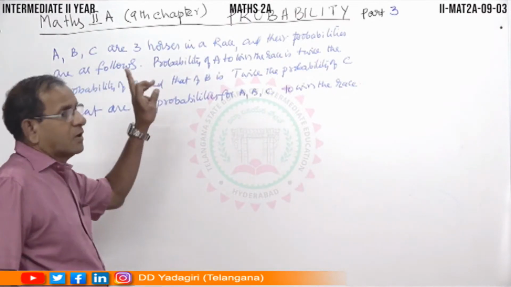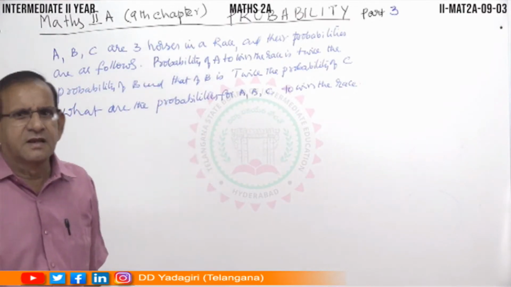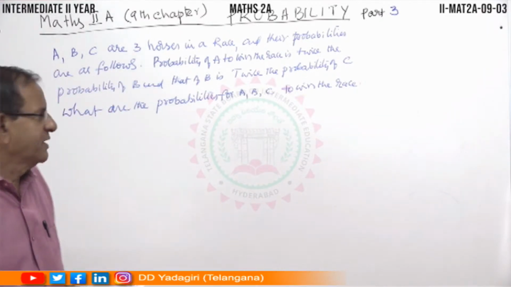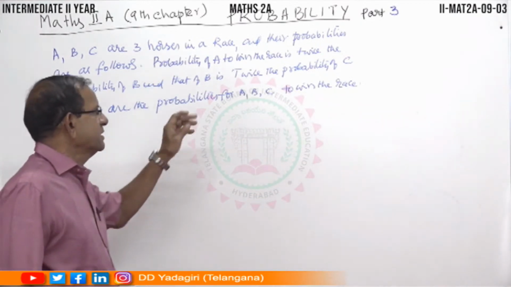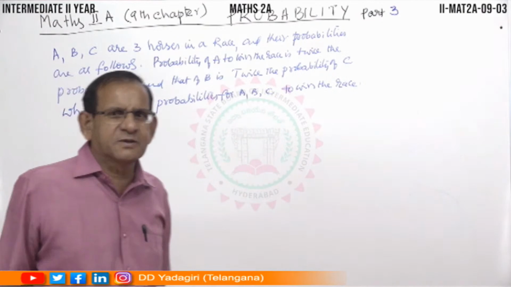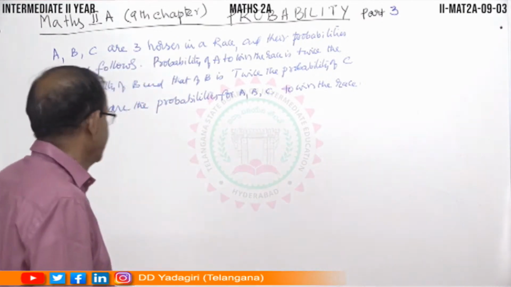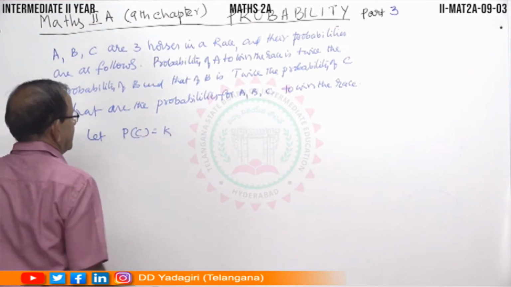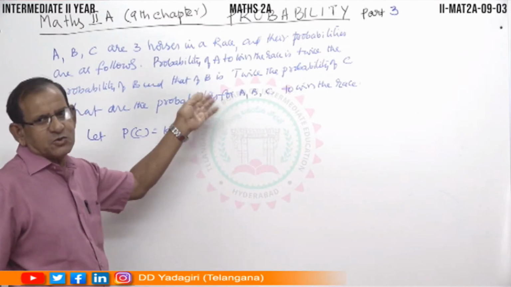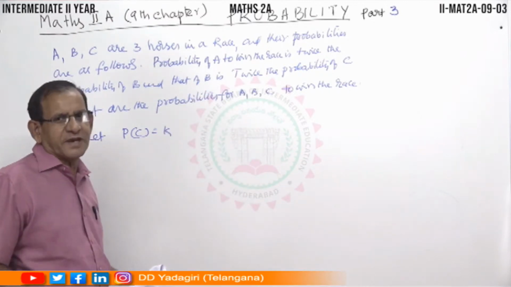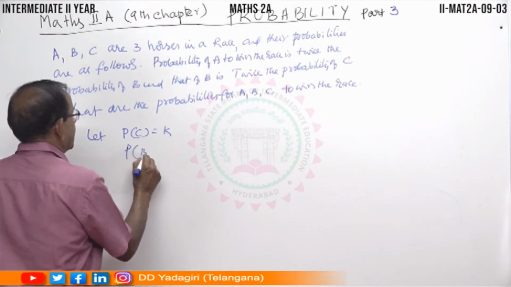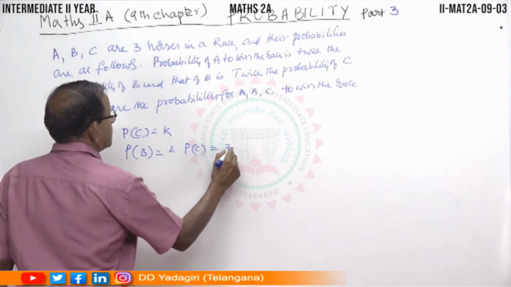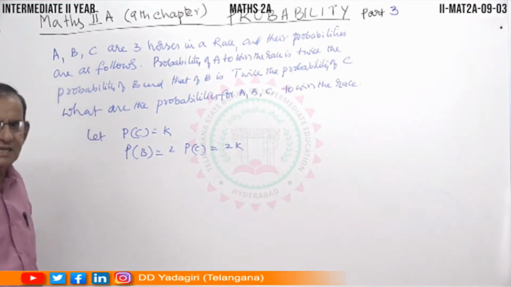Here, the probability of A is twice the probability of B and the probability of B is twice the probability of C. Then what are their individual probabilities? Now which is the least? C, the probability of C is the least. So let us take the probability of C as K, some constant K. Let P(C) be equal to K. Because the probability of B is twice the probability of C, it should be 2K. P(B) is equal to 2 times the probability of C, that is equal to 2K, because P(C) is K.